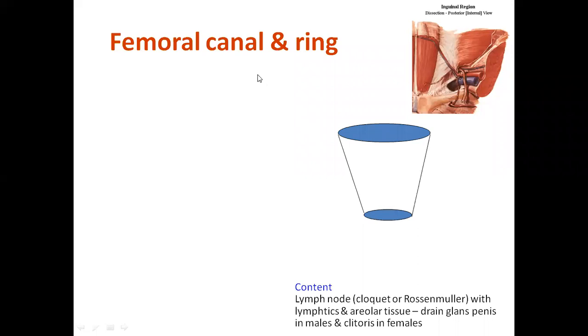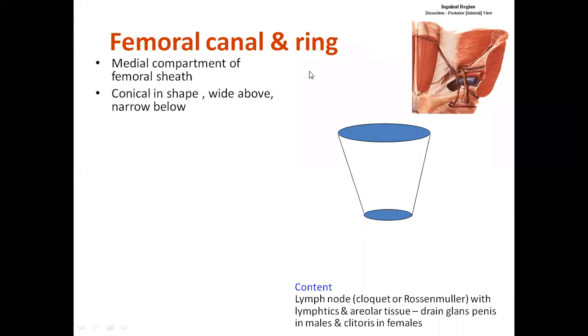So there is femoral canal and femoral ring. What is the difference between femoral canal and femoral ring? The middle compartment of the femoral sheath is femoral canal, and it is conical in shape, wide above and narrow below. So the upper part is wider and the lower part is narrow. The upper end of the femoral canal is called the femoral ring, which is the most expanded part.